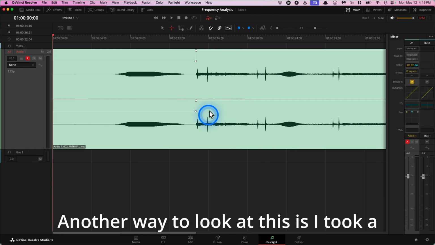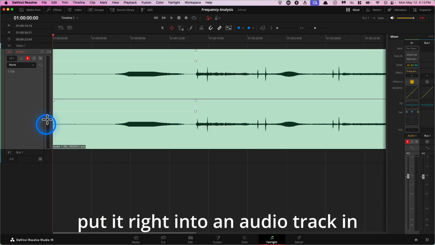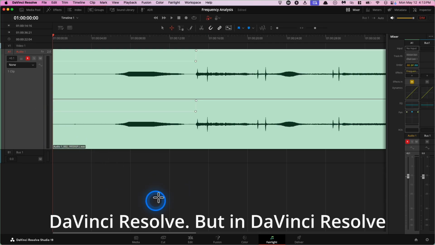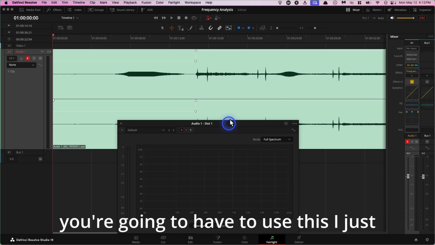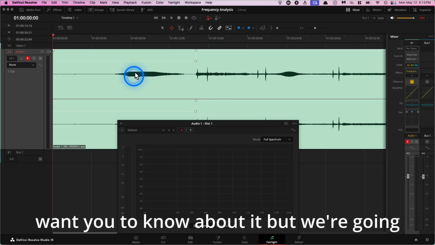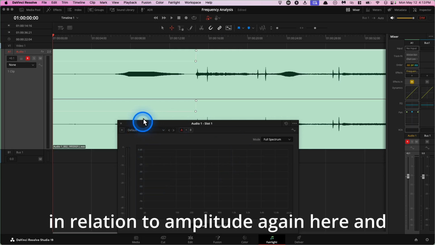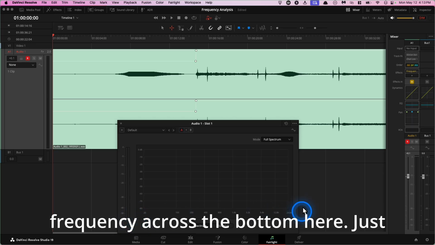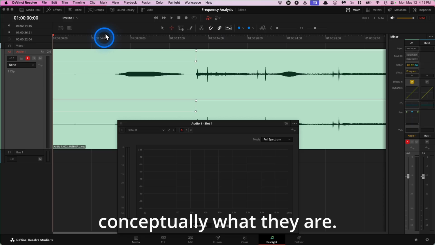Another way to look at this is I took a recording of similar frequencies and I put it right into an audio track in DaVinci Resolve. But in DaVinci Resolve there is a frequency analyzer. Not that you're going to have to use this, I just want you to know about it, but we're going to play back some of those frequencies and see what they look like in relation to amplitude again here and frequency across the bottom here.